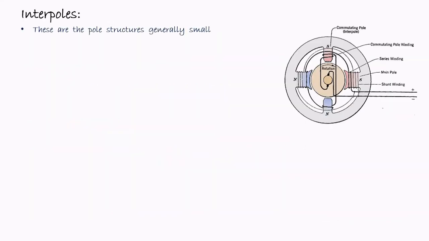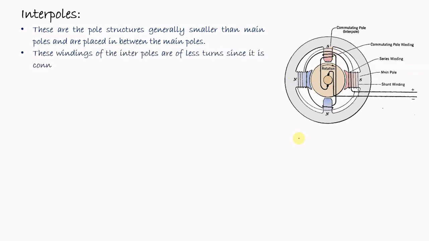Next is the interpole. These are pole structures, generally smaller than the main pole, and are placed in between the main poles. Here in this figure we can see that this is the main pole. This is the north pole and this is the south pole. These are the main poles. And in between these main poles, some small amount of magnetic field or poles are developed. This is considered as the interpole. The windings of the interpole have fewer turns since it is connected in series with the armature windings.